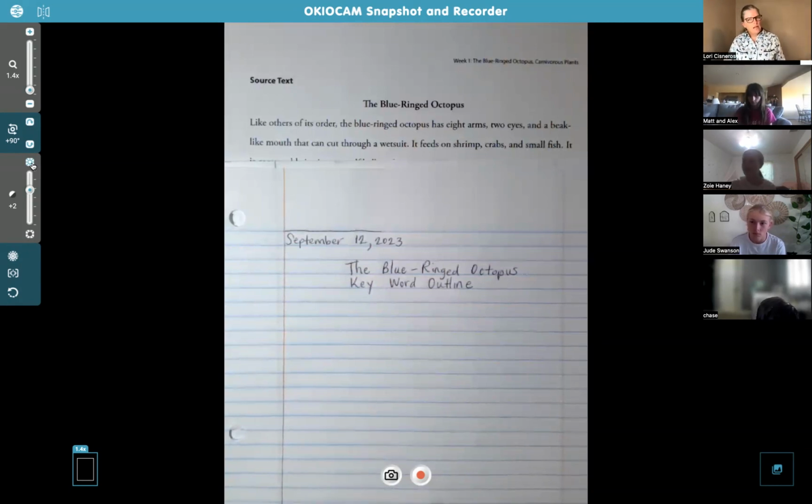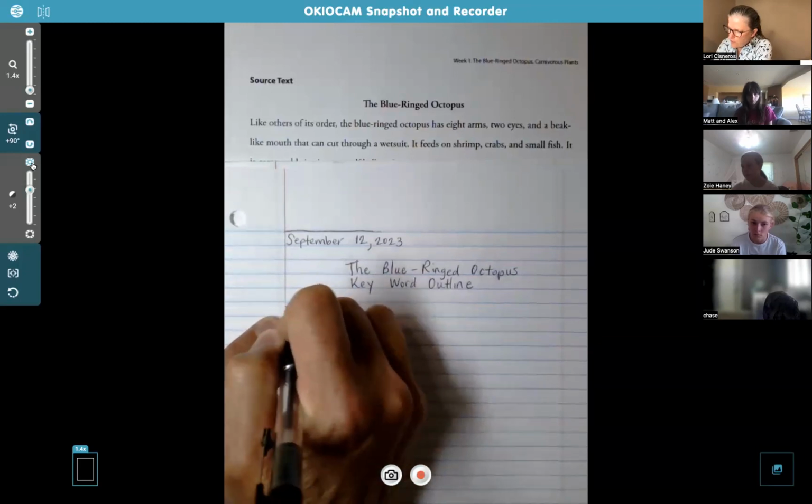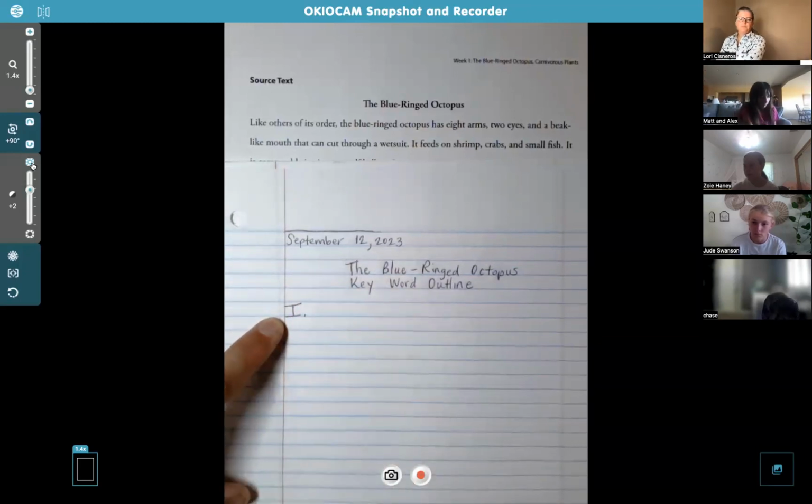So here's how we're going to set up our outline. And maybe you've seen an outline before, but usually an outline is a mixture of Roman numerals and Arabic numbers, or numerals. And so we're going to start with, skip a line, and on the edge here next to the red line, you're going to start with a Roman numeral 1.